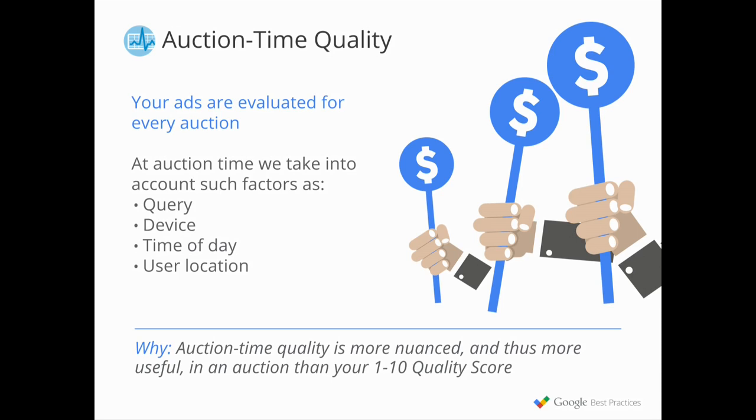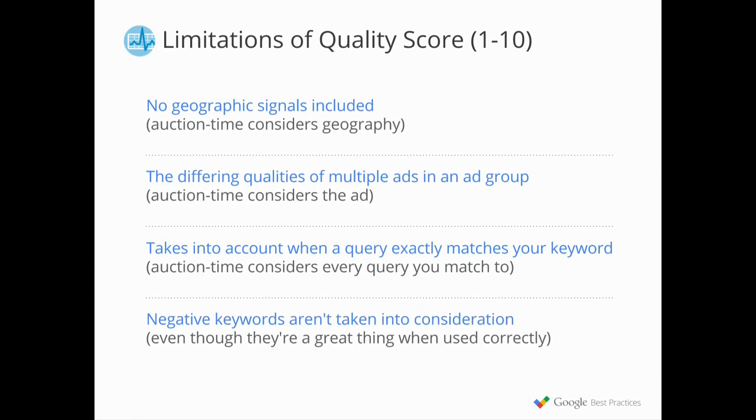It's much more nuanced, and it's a lot more useful to you than that 1 to 10 number in quality score. That's supposed to be a diagnostic tool, remember. So it's a little bit different than auction time quality, and that number is limited, okay?